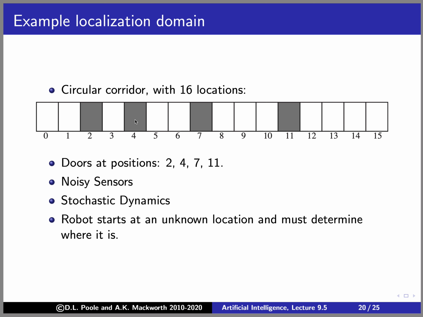And the dynamics is stochastic. There's lots of noise in the dynamics. The robot's going to start at an unknown location. It's going to move left or right, it's going to observe the door, and it's going to locate itself. And this turns out to be really challenging if you think about it, because there's lots of ambiguity and lots of noise in here.